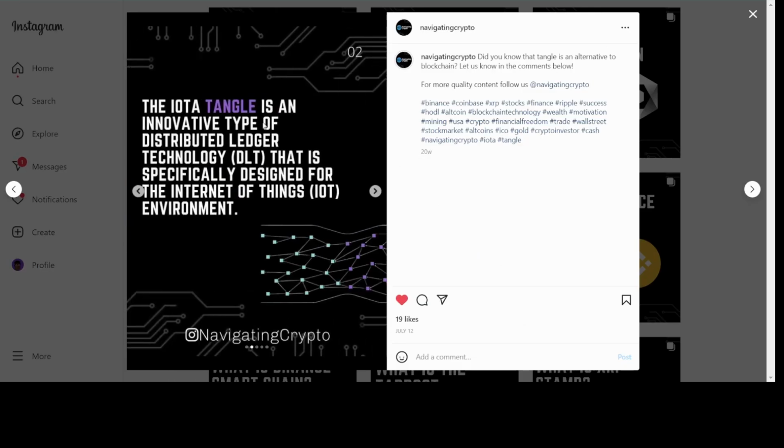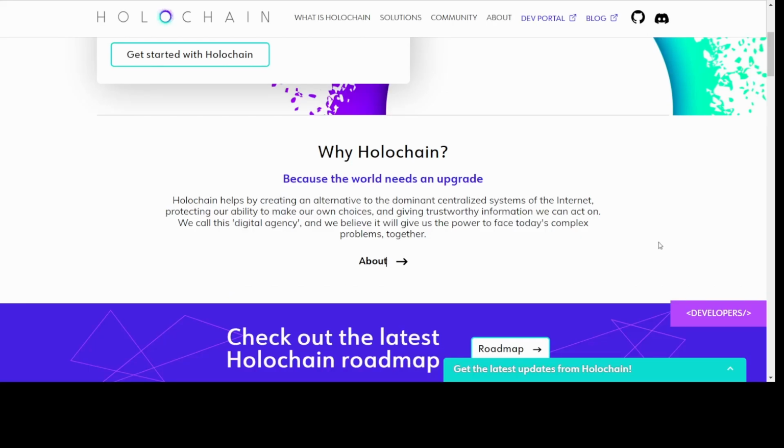It's really similar to the Hashgraph consensus and the Hedera network. But the main thing with IOTA's Tangle is that it's mainly made for Internet of Things solutions. So now we're going to get into Holochain.